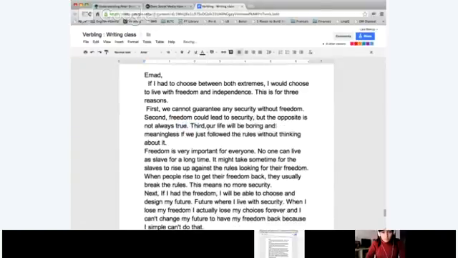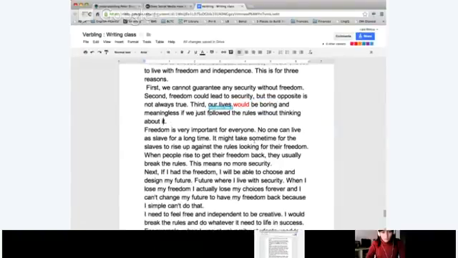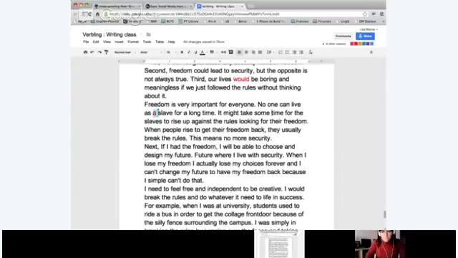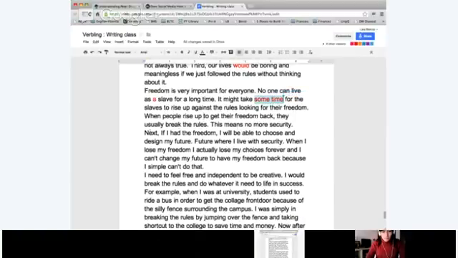Third, our lives would be boring and meaningless if we just follow the rules without thinking about it. Freedom is very important for everyone. No one can live as a slave for a long time. It might take some time for the slaves to rise up against the rules looking for their freedom. When people rise up to get their freedom back, they usually break the rules. This means no more security.